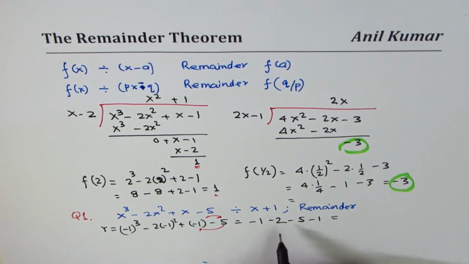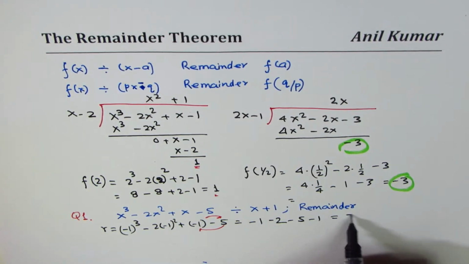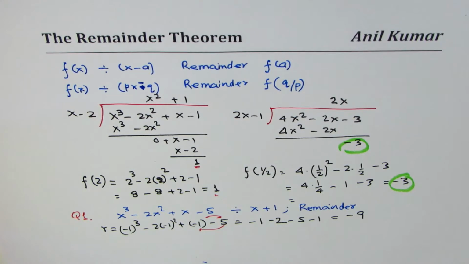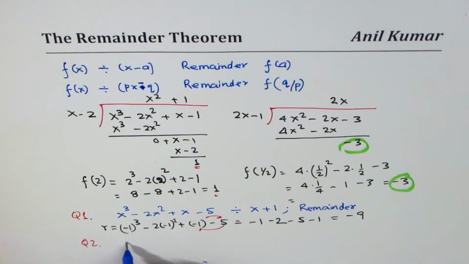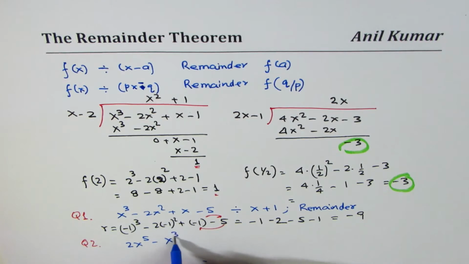So the answer for me is minus 3, 8, and 1, 9. So minus 9 is the remainder when you divide the given function by x minus 1. Let's have another question where you could divide it by something like that, right? So we have here 2x to the power of 5 minus, so I won't do this, it's more complicated. I'll leave it for you to do, x cubed plus 3x minus 1.